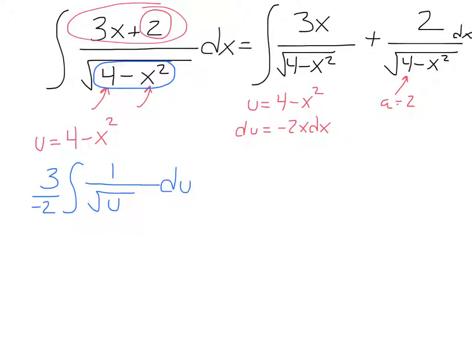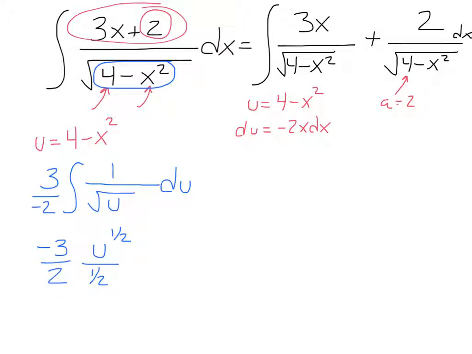And if you need to pause the video and just check for yourself those substitutions, please do so. But that is what my first integral would look like with the substitution. And let's go ahead and finish it up. So this would be negative 3 over 2, and we take the antiderivative of u to the negative 1/2 power. So we add 1 to the exponent, and we divide by the new exponent.